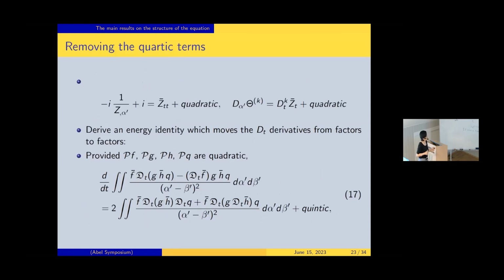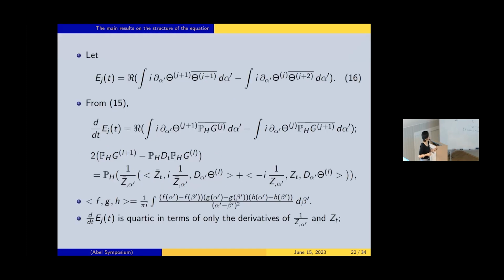So what are the quantities involved? If you keep looking at this equation, you will see that actually 1 over z alpha is something like z tt, so one derivative of z t. D alpha theta k is k many derivatives of z t. In other words, we will have a quantity with 0 derivatives of z t, this one with 1 derivative, this one with L derivatives, and this one with 1 derivative. So we have different orders of time derivative, material derivative, of these basic quantities z t.